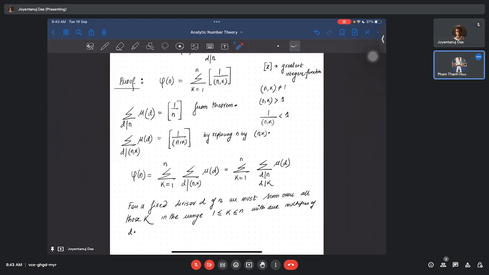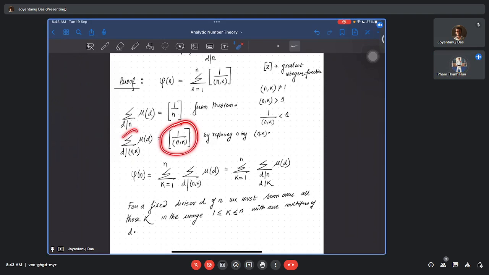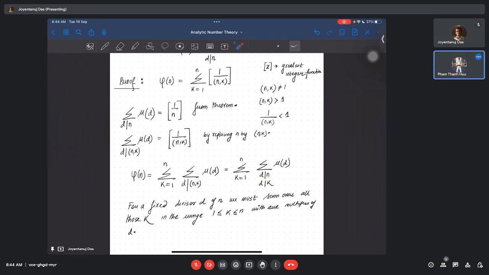Okay, so phi equal to the summation, k equal to 1 to n. We want to use this: we replace this quantity by the summation. Now d divides the GCD of n and k, which implies d divides n as well as d divides k, right?